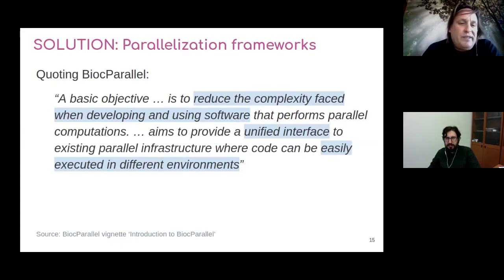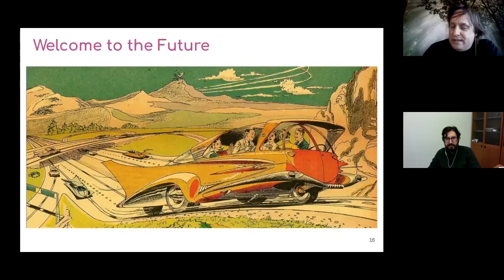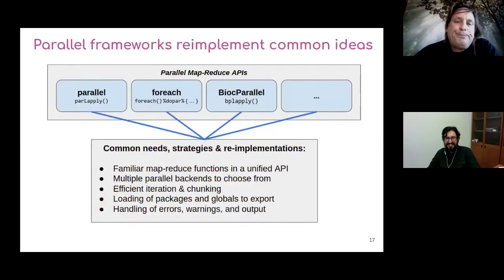Each package developer should not have to deal with this. We should encapsulate that for them. So that's, I say, welcome to the future. If we look at the various existing parallelization frameworks, if you look at the parLapply function from the parallel package, we look at foreach from the foreach package, we see bplapply in BiocParallel, and there are other MapReduce APIs that can support parallelization.